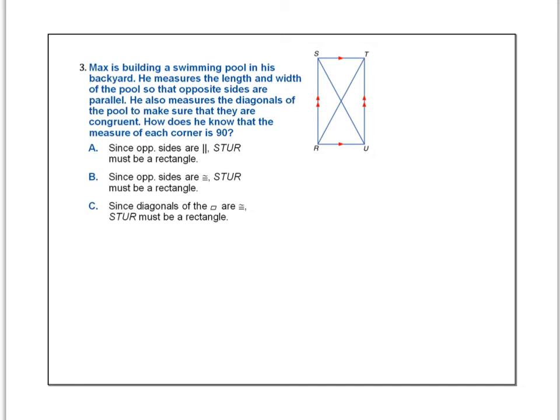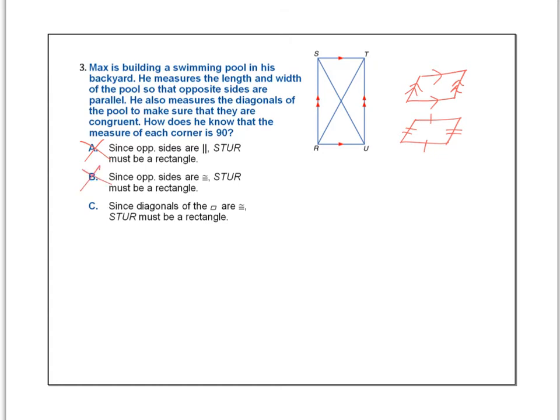Okay, A, is it because sides were parallel that it had to be a rectangle? I don't think so, because just because sides are parallel doesn't mean it's a rectangle. It could be a parallelogram. So I think no for that one. How about part B? Since opposite sides are congruent, does it have to be a rectangle? Well, again, opposite sides can be congruent without it being a rectangle, so I don't think it's B either.